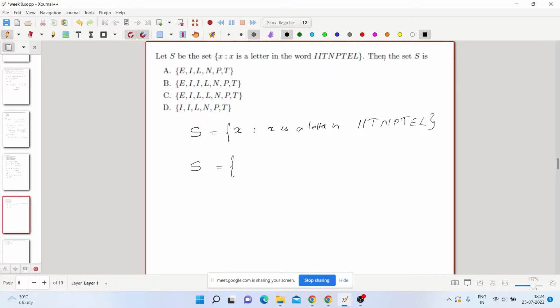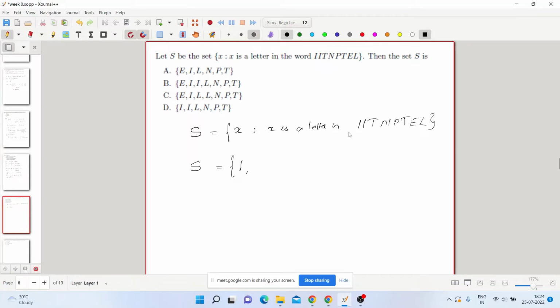So the first letter of IIT NPTEL is I, so we will list this I here first. The next letter is again I. If we are adding I again, this is not needed. For a set, if an element is repeating, we don't need to list it again and again. We just need to count it only once. So the second I is not needed.